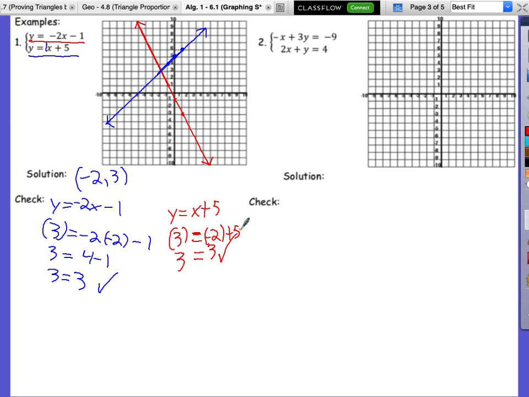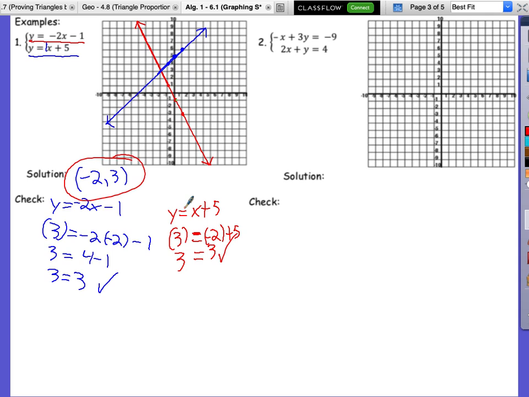But that means this solution works for this equation. It makes it true. And if it works for both, it's our answer. So this was our solution in fact. We checked it and we were good. So checking it can help. If we make some simple errors, we can catch them by checking it, because it wouldn't work out if we did that.